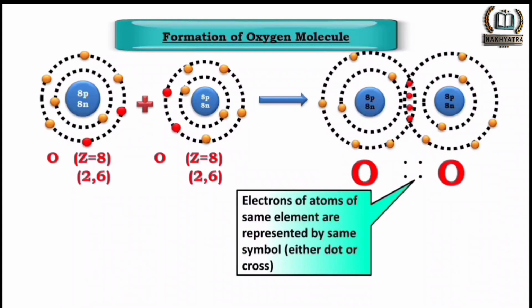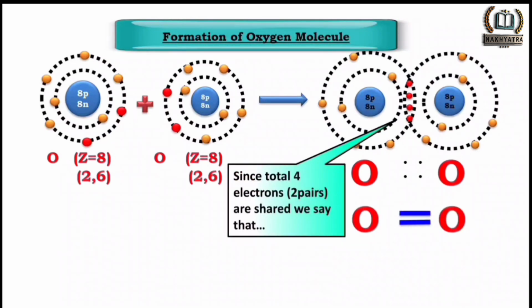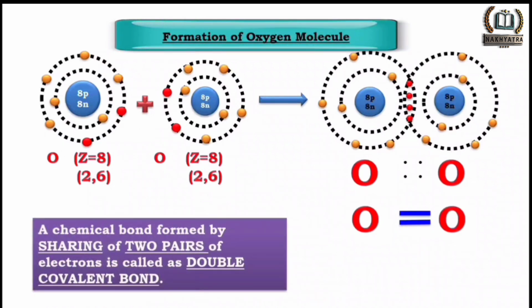Now the electrons of atoms of the same element are represented by the same symbol, either dot or cross. Alright, is that clear? Well, now here a total of 4 electrons, or 2 pairs, are shared. So we can say that a chemical bond formed by sharing of two pairs of electrons is called a double covalent bond. Here 4 electrons or 2 pairs of electrons are shared, so it is known as double covalent bond.